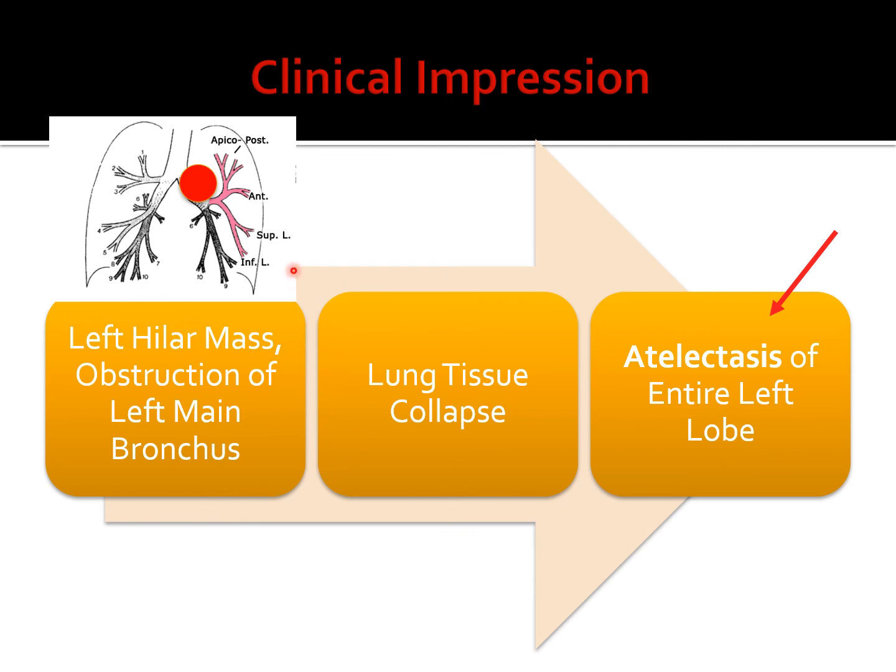So in our patient, our clinical impression is left hilar mass with obstruction of the left main bronchus, lung tissue collapse, producing atelectasis of the entire left lobe.